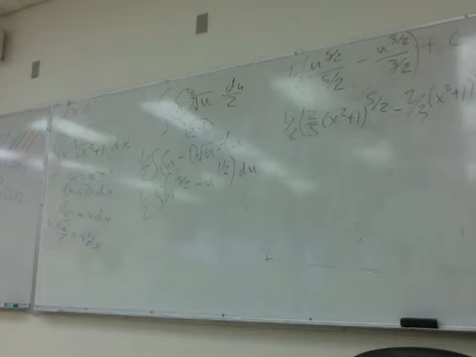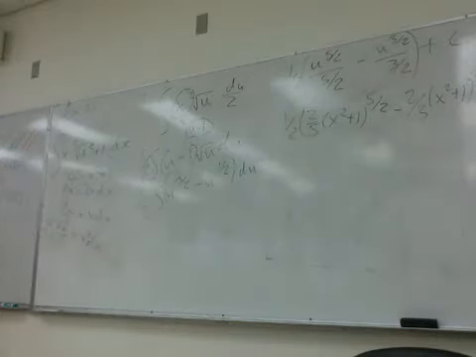So that's the final answer. 1/2 times [2/5 (x squared plus 1) to the 5/2 minus 2/3 (x squared plus 1) to the 3/2] plus C. So again, this final answer is fairly lengthy here. Any questions about example 6 here?